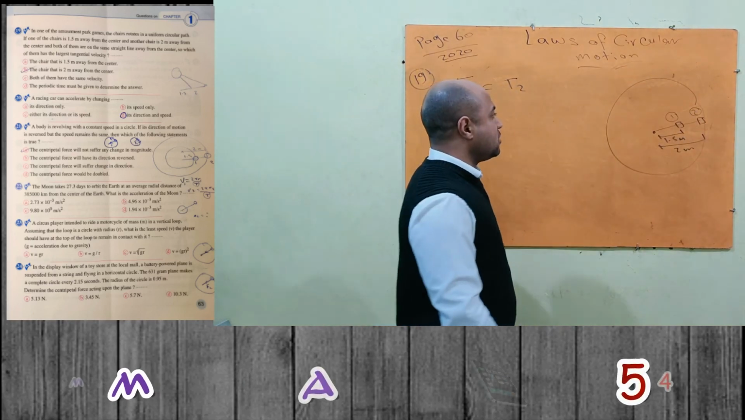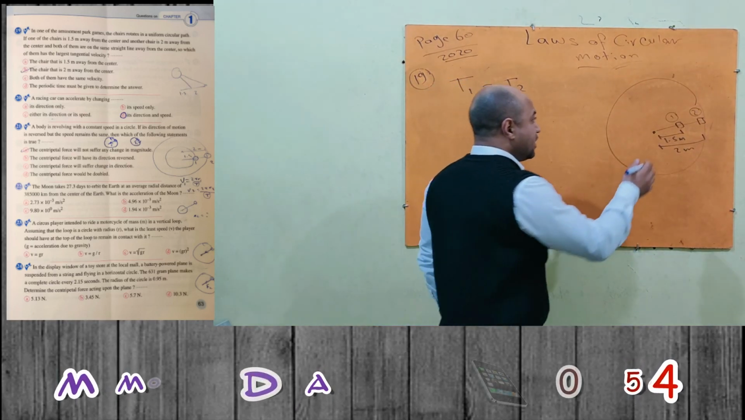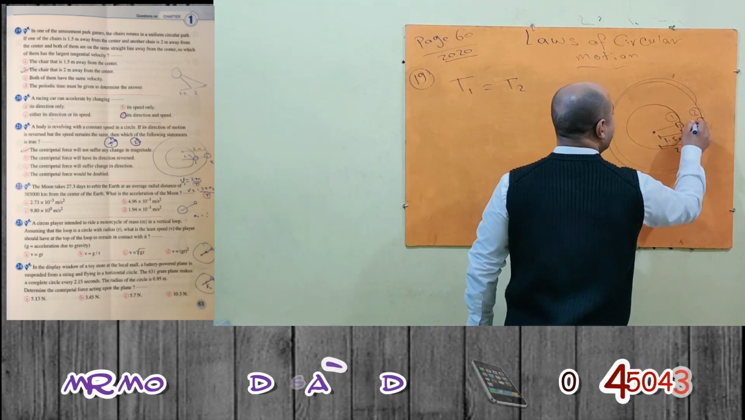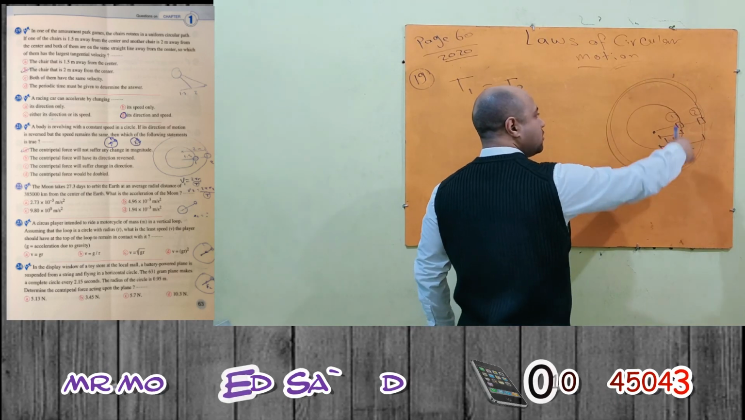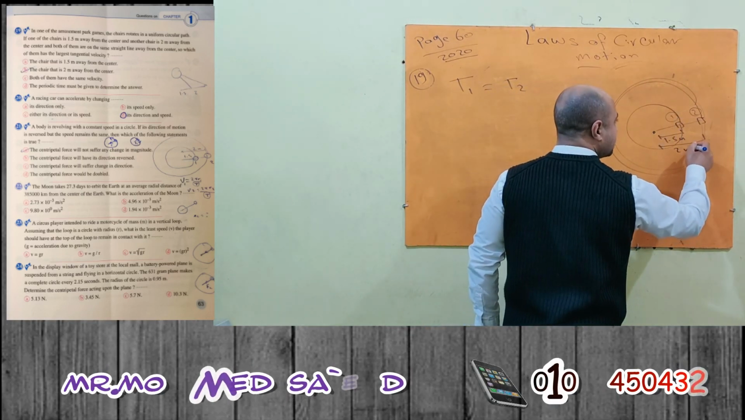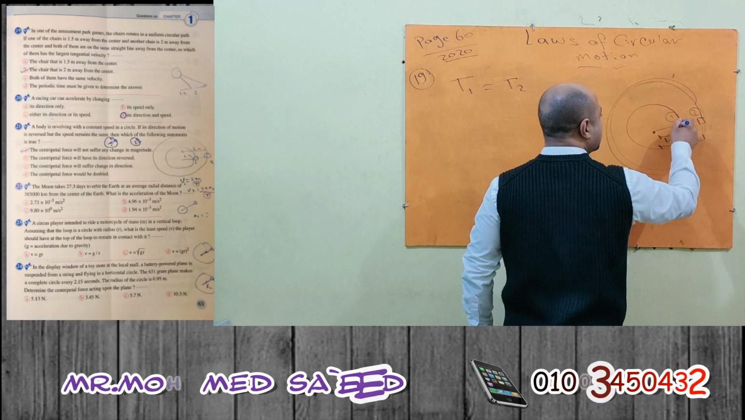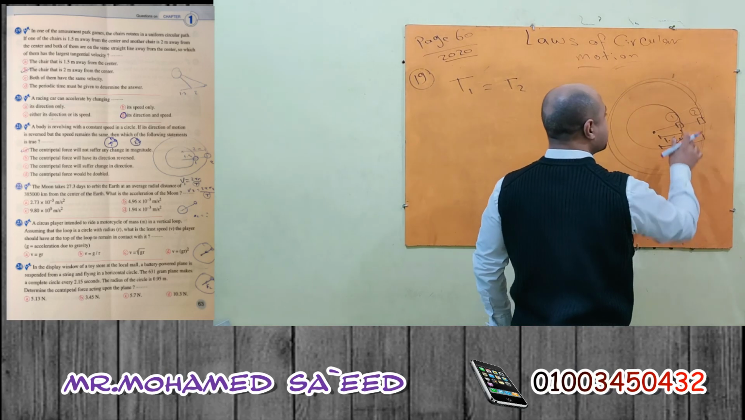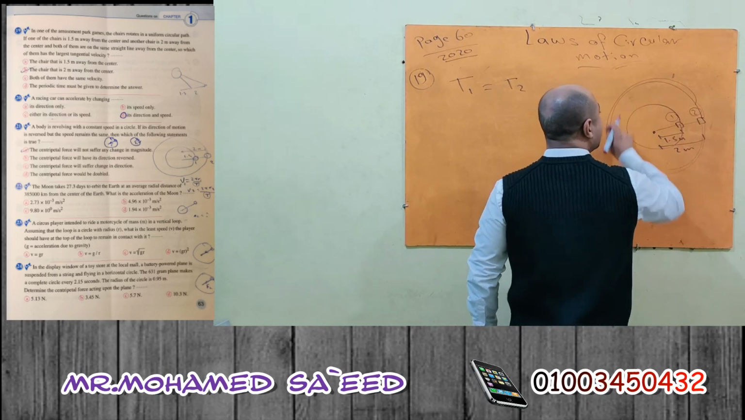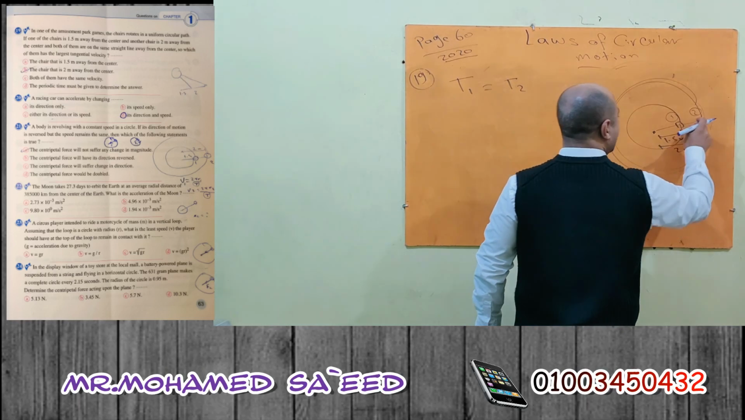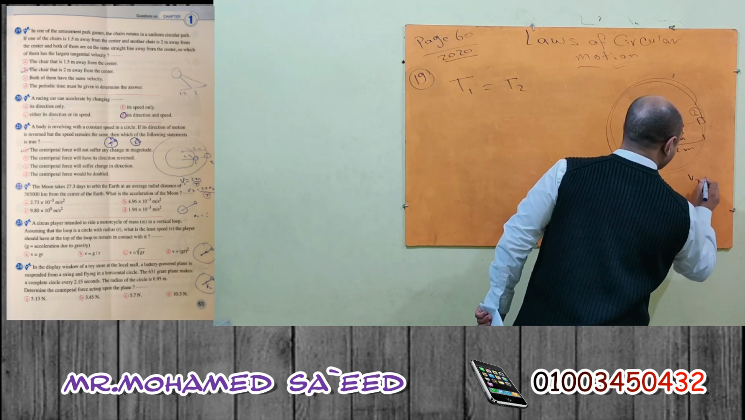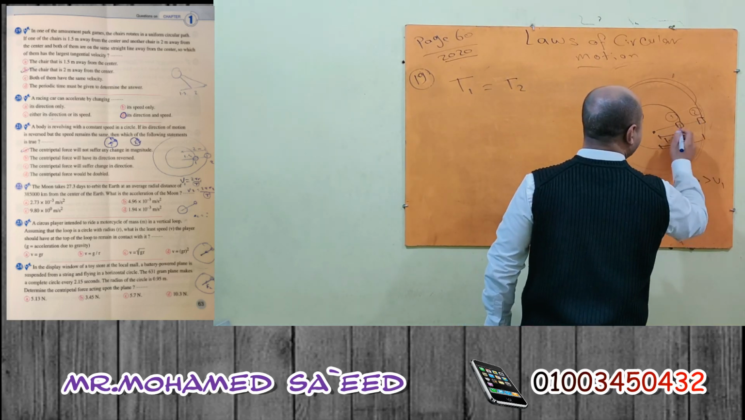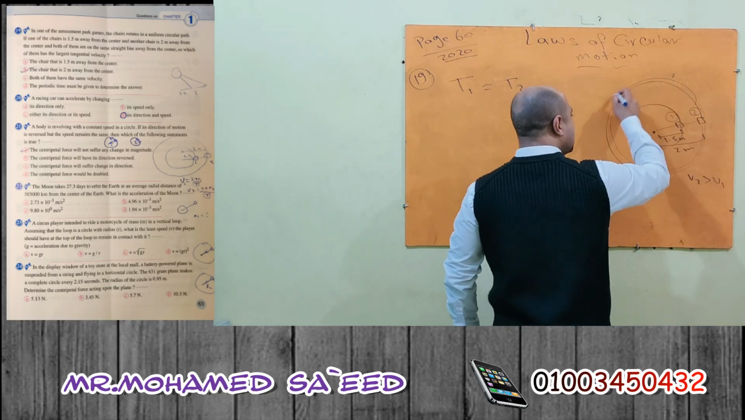Now the first object will go around this part, and the second will cover a longer distance. To arrive at the same time, the object at 2 meters should move faster than object number 1, because it covers a longer distance. So V2 should be greater than V1, because they have the same time but radius R2 is greater than R1. So it has a longer circumference.